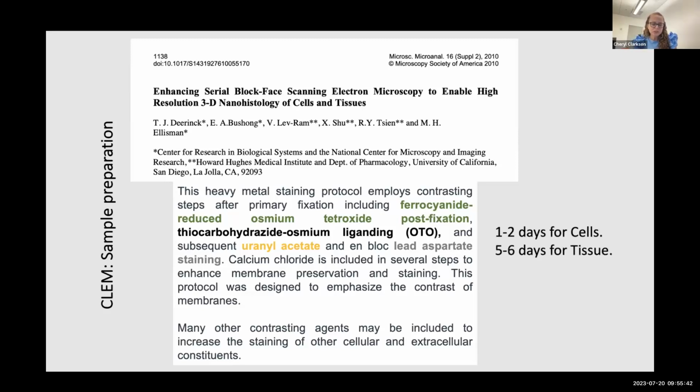The only thing you need to take into consideration is that it's going to take a little bit longer: between 1 to 2 days for cell cultures, and between 5 to 6 days for tissue if you don't have a microwave.